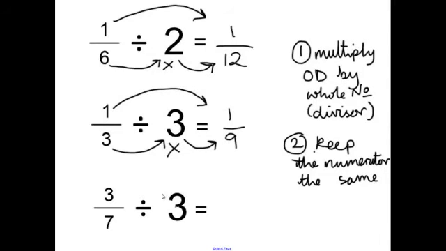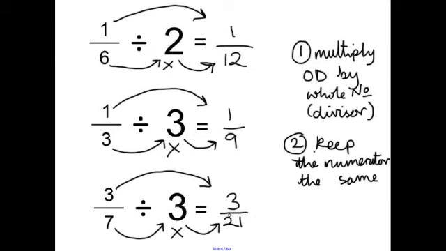And finally, it still works if our divisors are different. So following our steps again, we multiply the original denominator by the whole number, which is 3, so 7 times 3 is 21, and then keep the numerator the same. Even though the numerator in this case is larger than 1, we do keep it the same, and if you're wondering why, have a look at the last video which goes through the visual representations of it. And that's how we can use a strategy for dividing a fraction by a whole number. We can follow those 2 steps.